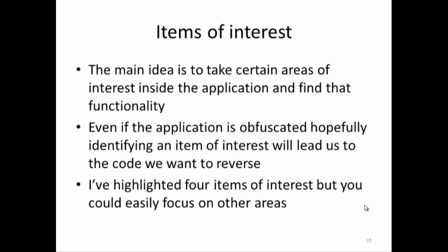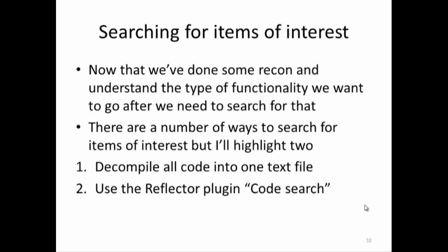So the main idea is just take those certain areas of interest and you want to find that functionality. And even if the application is obfuscated, hopefully you can keep those code blocks or those constructs in mind, and hopefully we can make sense, even of obfuscated code, what that code block or what that construct would look like when we go and look for these things. And I've talked about 4 here, but we could easily focus on other things. I just wanted to take this initial authentication login piece and kind of go over that.